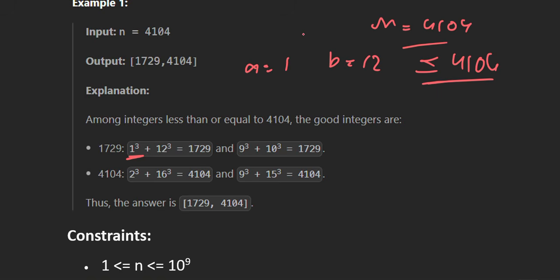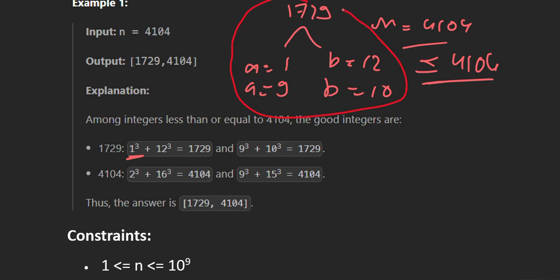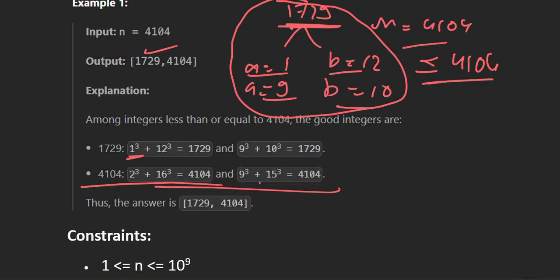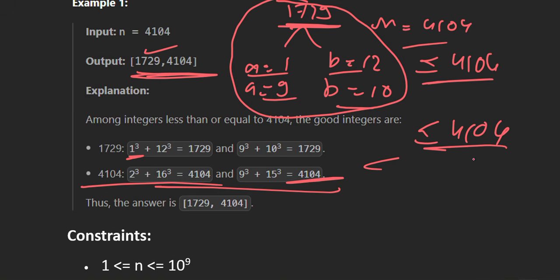So a cube plus b cube is 1729. Then we have a is equal to 9, b is equal to 10. Again a cube plus b cube is 1729. So for this number we have two pairs of a and b such that a cube plus b cube is equal to that number. So this is one answer. Similarly we have another answer for 4104. So these are the two good numbers which are less than or equal to 4104, right?